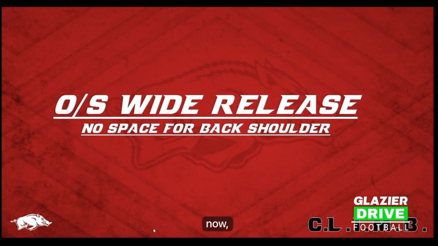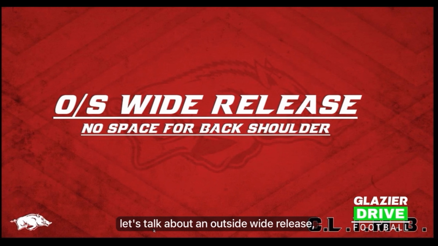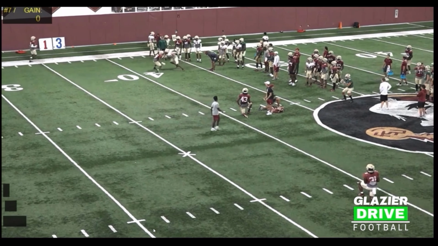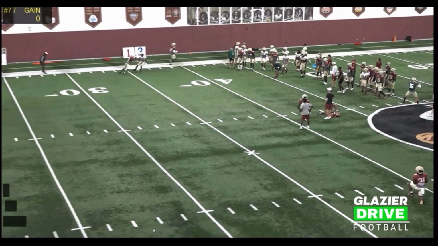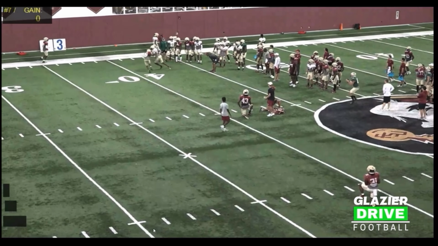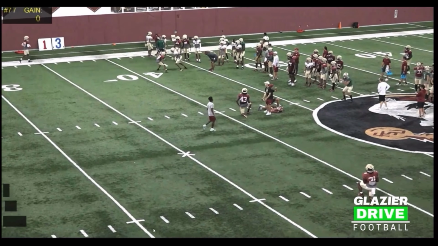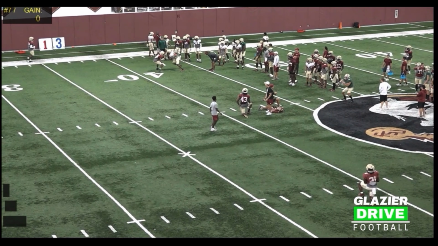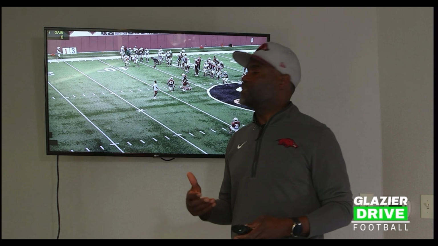All right, now let's talk about an outside wide release. All right, an outside wide release. So he's outside, he's wide. You know right there at that point, based on his relation to the numbers, that's why split identification is really important. Okay, now you can feel that the divider rules is what we talk about.